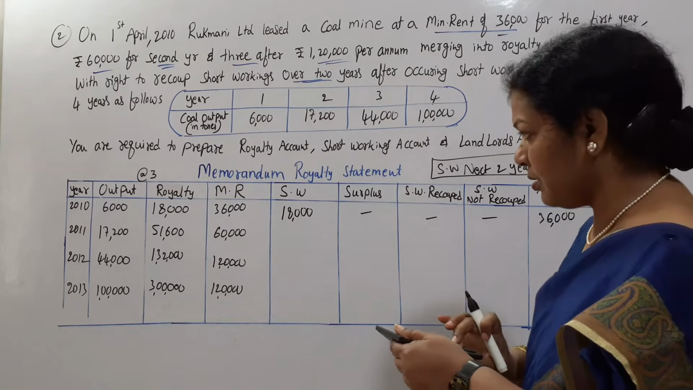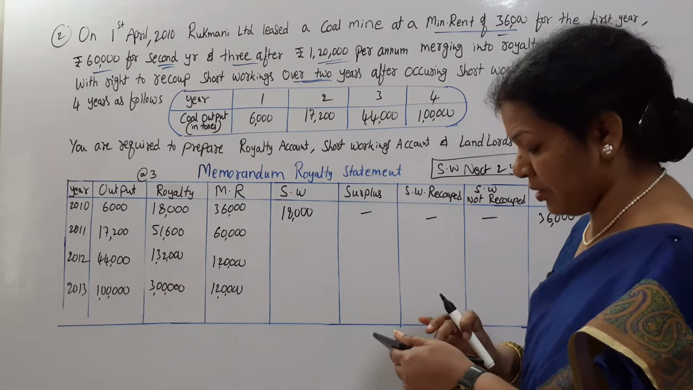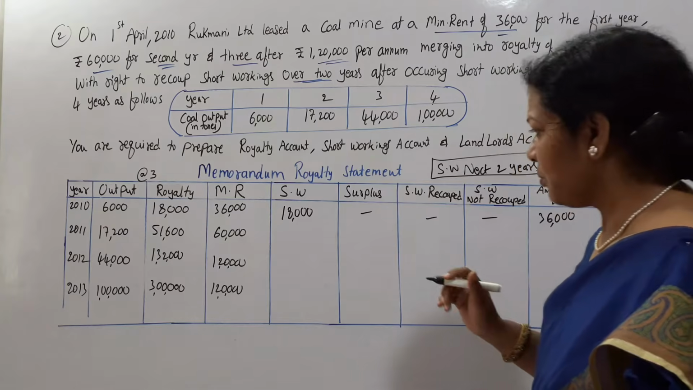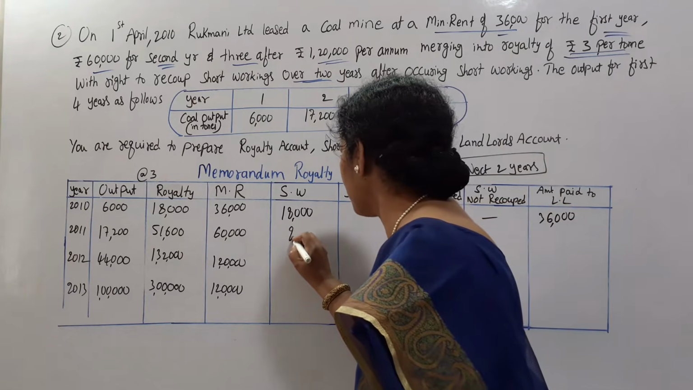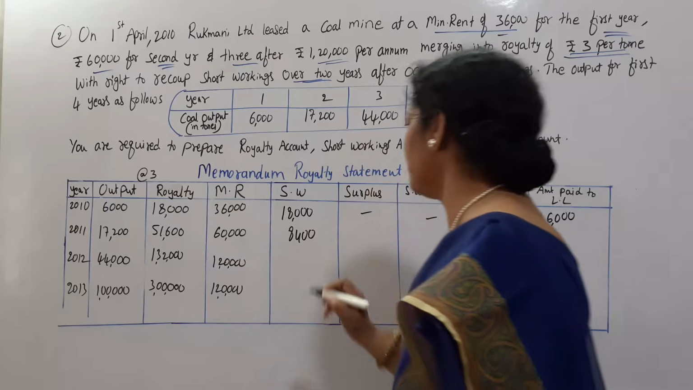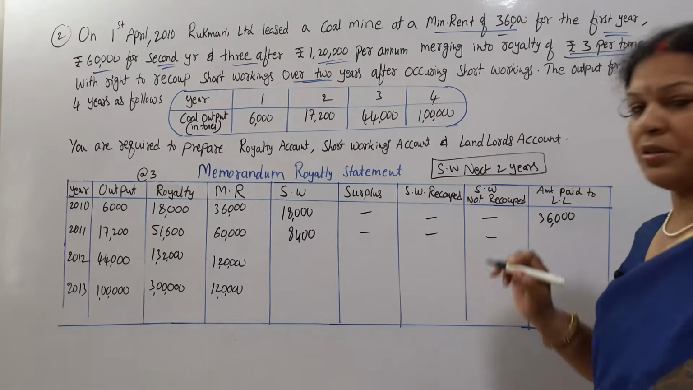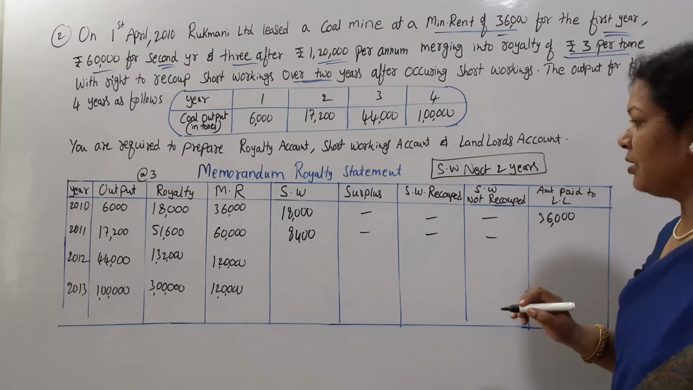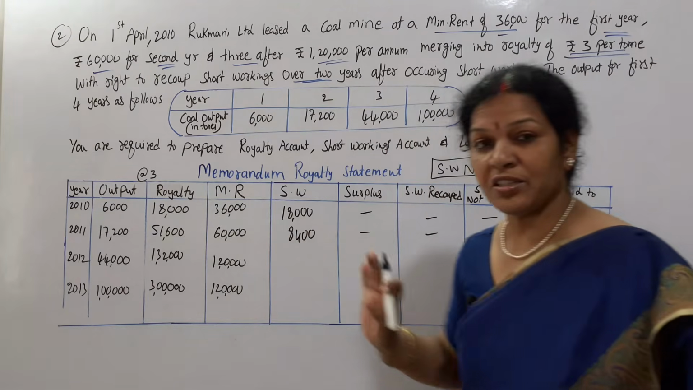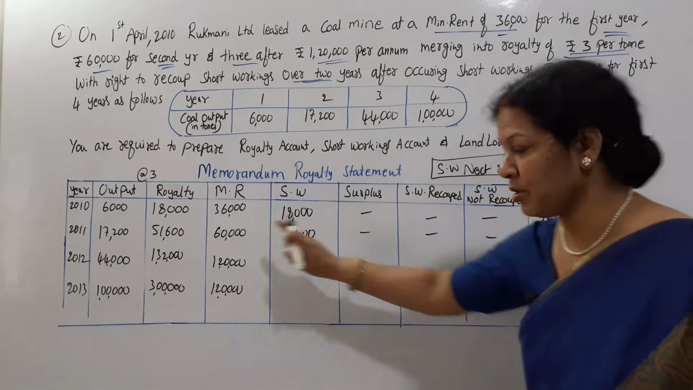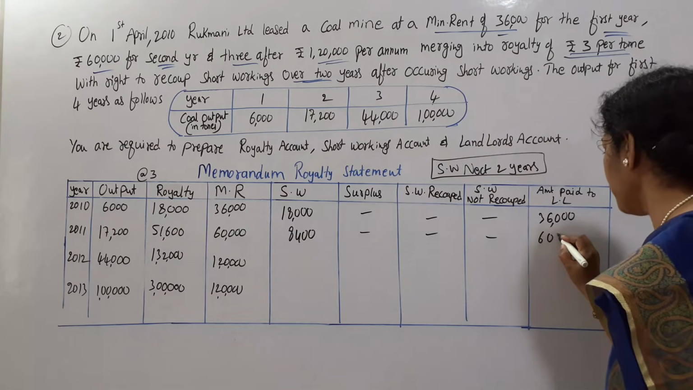60,000 minus 51,600, 8,400 it is. Once again short workings, no surplus, no recoupment, no lapsed, and amount paid to landlord, whichever is highest will pay. Highest is here 60,000. So 60,000 we are paying.